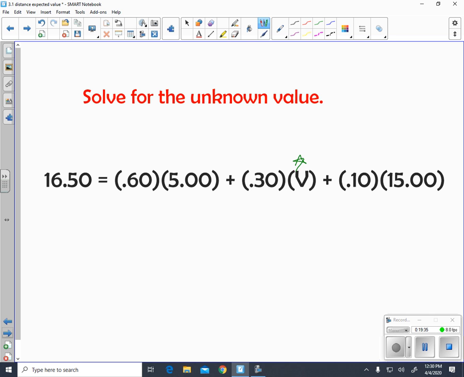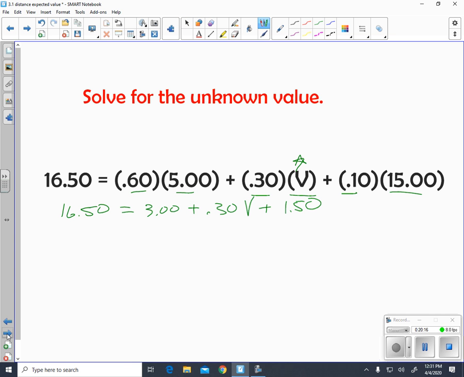Everything is known except one of those values. It looks to me like there's a 60% chance of winning $5, a 30% chance of winning something, I don't know what the value is, and a 10% chance of winning $15. Well, this is where you'd show off your algebra skills and say, okay, 0.6 times 5, that's $3, plus 0.30 times V, I don't know what V is, so I'm going to leave it in my equation, plus 0.1 times 15 is 1.50. Now, can you solve that equation for V?